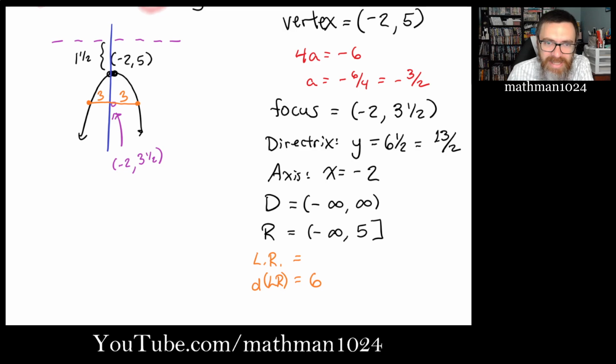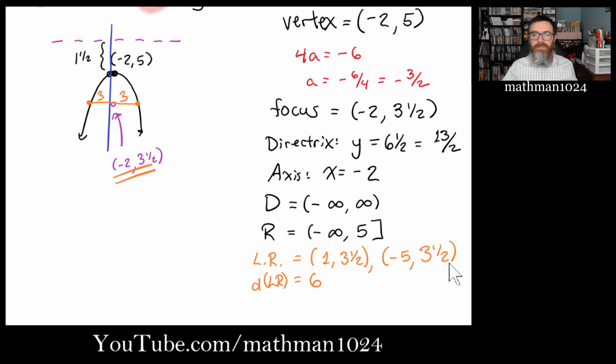All right, so since that distance is going to be 3 between the vertex and these endpoints, you're taking this guy right here, and you're going to be adding and subtracting 3 to the x because you're moving left and right. So if I add 3, I'm at 1, 3.5, and if I subtract 3, I'm at -5, 3.5. And we already knew the distance of the latus rectum, so we're good.